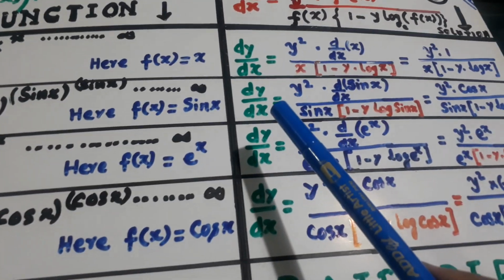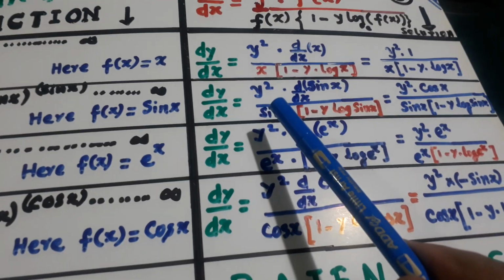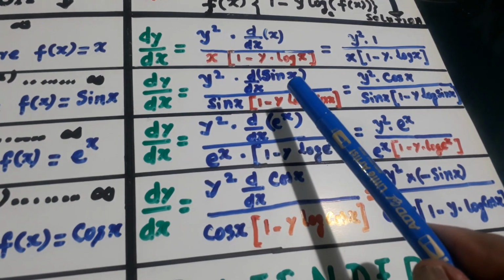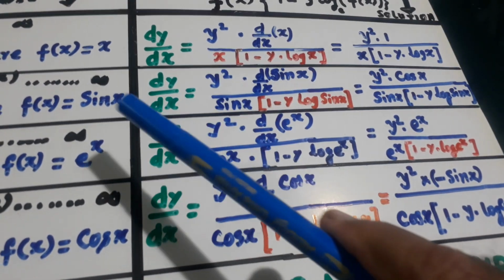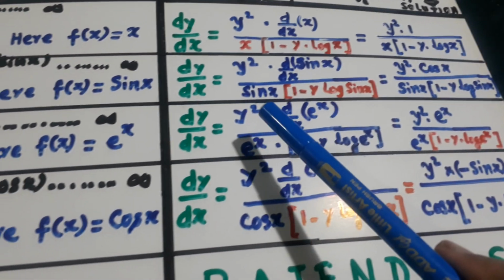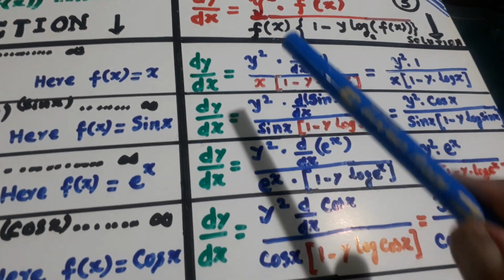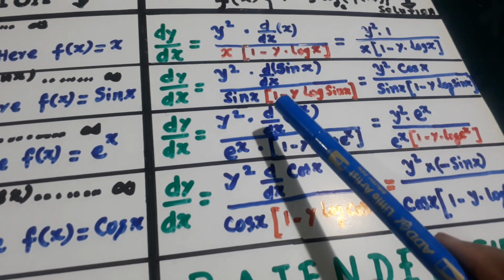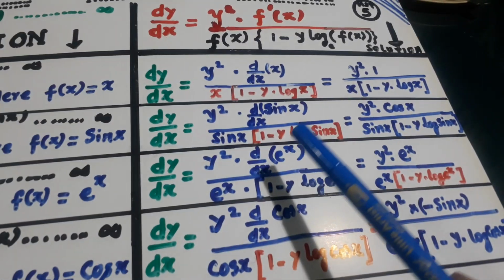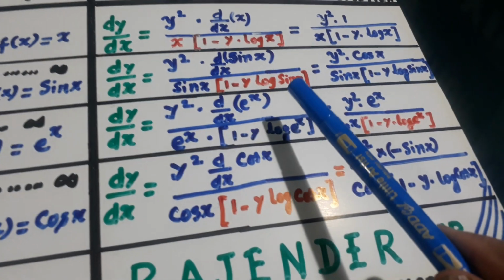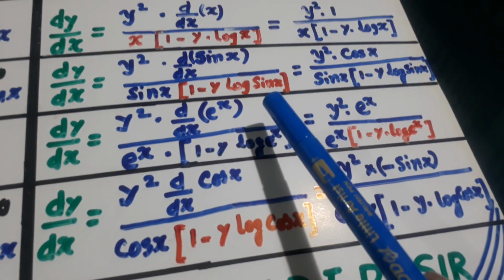dy by dx will be equal to y square, derivative of f(x), f(x) is sin x here, over f(x), f(x) is sin x, 1 minus y log f(x), f(x) is sin x here.